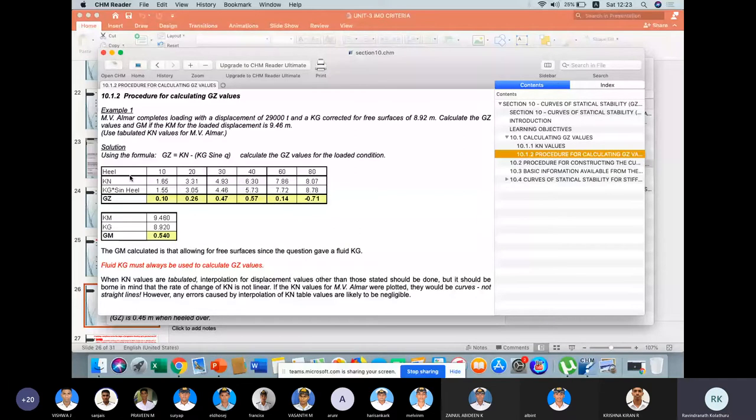Normally your KN values, you can obtain from your hydrostatic tables. For each angle of heel from 10 to 80 degrees at an interval of 10 degrees, KN values are already given to you in the hydrostatic particulars. You don't have to calculate it. Once you get your KN value, KG value is already given in the problem. You can find the values of GZ, which is KN minus KG sin theta, where theta is the angle of heel. Once you obtain your GZ value, you can plot it on the graph and get your GZ curve.